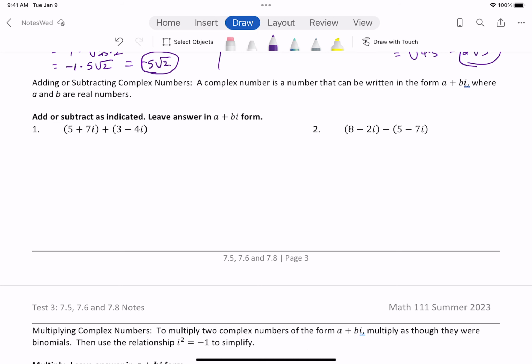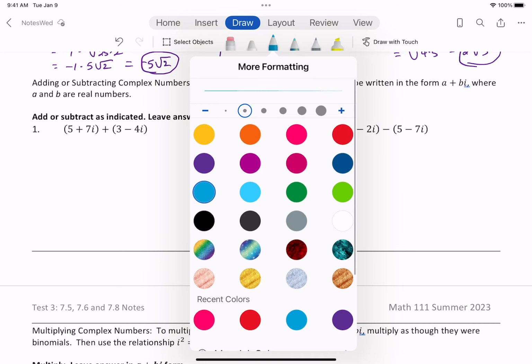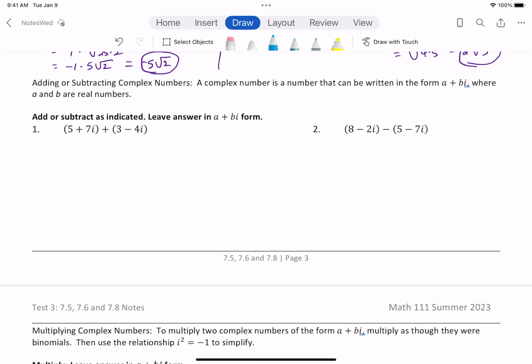Adding and subtracting complex numbers, these aren't bad, except for one thing that I need you to be on the lookout for. The biggest thing that I see with these problems that students will have trouble with, if you look at number 1, you see a binomial in a parenthesis and another binomial in a parenthesis. A lot of students will start to multiply these. So you got to be very careful.